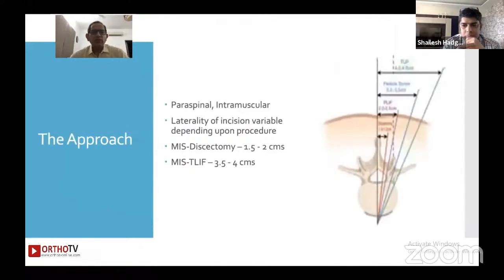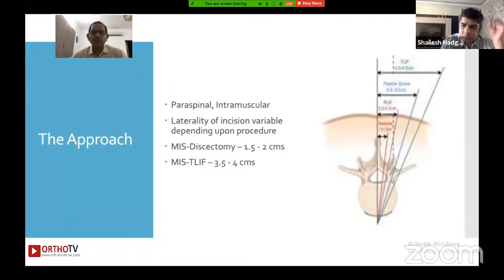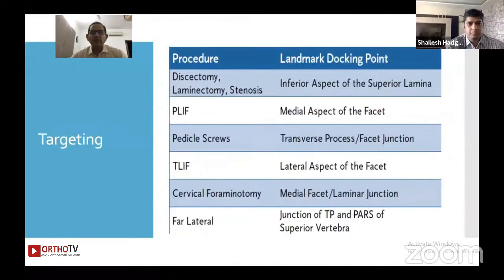A quick look at the approach. It is mainly paraspinal and an intramuscular approach. The laterality of the incision varies depending upon the procedure. Whether you do an MIS discectomy or decompression, it is going to be about 1.5 to 2 centimeters lateral as compared to an MIS TLIF, which requires a lateral incision of about 3.5 to 4 centimeters depending upon the width of the patient. You tend to make skin markings like this, especially in the fusion cases, and then subsequent to that, you need to do a perfect targeting.